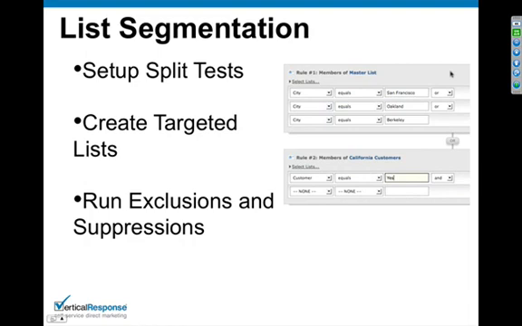And then the final thing we'll look at is list segmentation. Now, list segmentation allows you to set up split tests in your account so that you can test different things like the timing of your email messages, or test different subject lines or different content to see which works better. It lets you create targeted lists to focus on more specific groups of people for your mailings. And of course, the more targeted your email can be to the interests of an individual person or group, the more likely they'll be to take action with your email. So it's a very useful tool for doing this. It also lets you run exclusions and suppressions, which we might talk a little bit about, but probably won't get too much into today. So that's what we're talking about here.